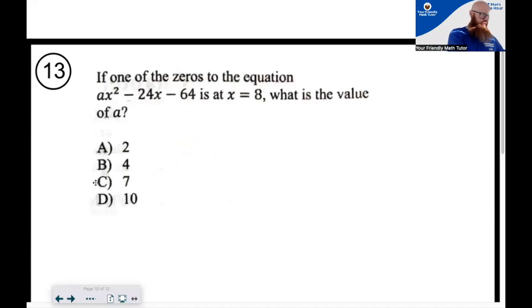All right, moving on here. Here we have another one, and again, we have another way to do this, but I want to show you the Desmos way. So if one of the zeros is 8, what's the value of A? What that means is we have to know that zeros are the same as x-intercepts. So if I graph this, the x-intercept should be 8. So let's do that.